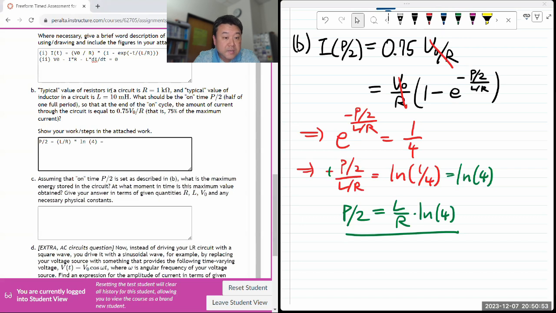Oh, so since they give us the numbers, 1,000 ohm, 10 to the minus 2 Henry.